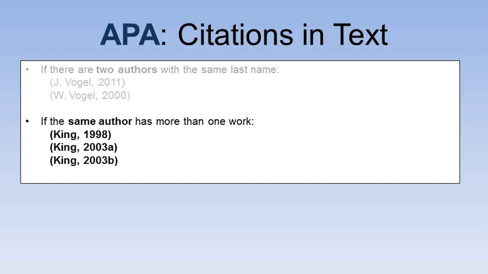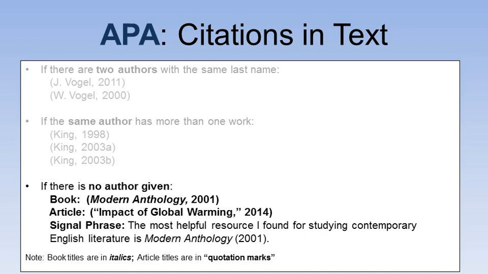If the same author has more than one work, the year of publication will identify which specific source you are referencing. If the works are in the same year, use lowercase letters a, b, c with the year in the in-text citation. If there is no author given for a resource, cite it by its title in the parentheses. Shorten long titles to the first few words.